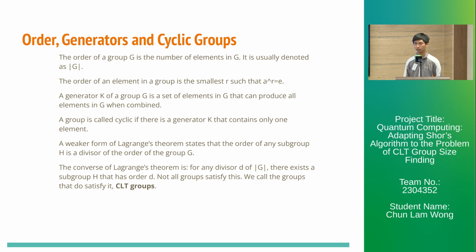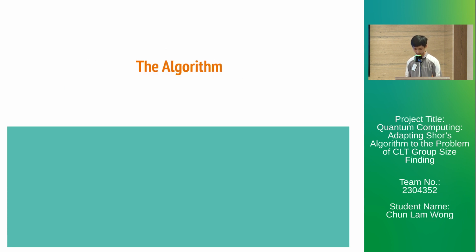And the converse of it is that for any divisor d of the order of G, there exists a subgroup H that has order d. However, not all groups satisfy this, and we call the groups that do satisfy the converse of Lagrange's theorem CLT groups for short. And now we will talk about how the algorithm works.